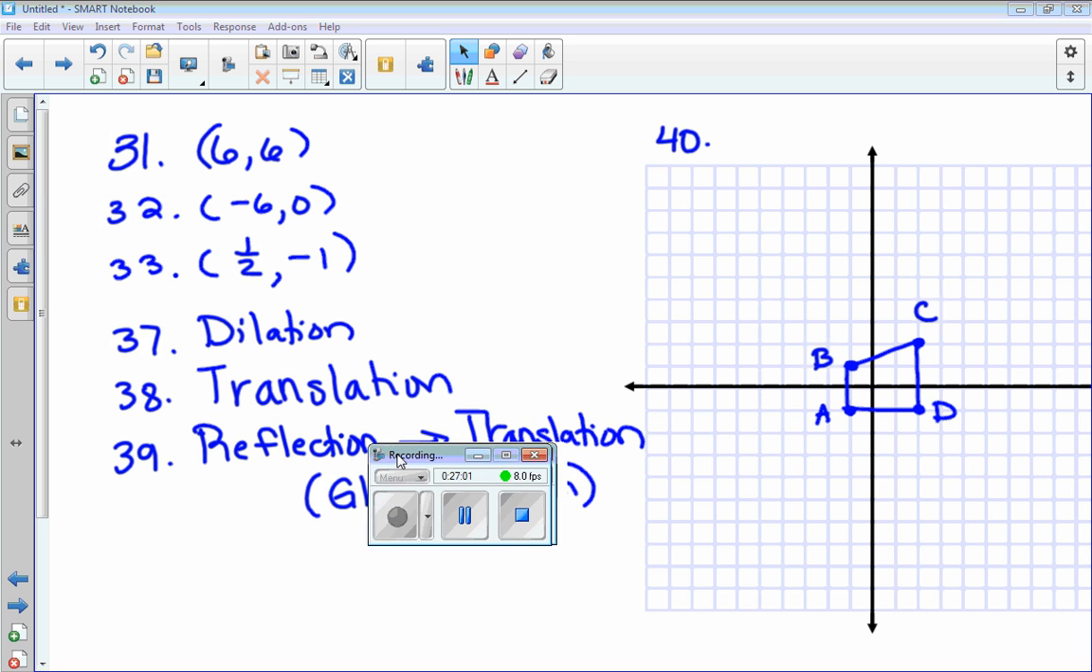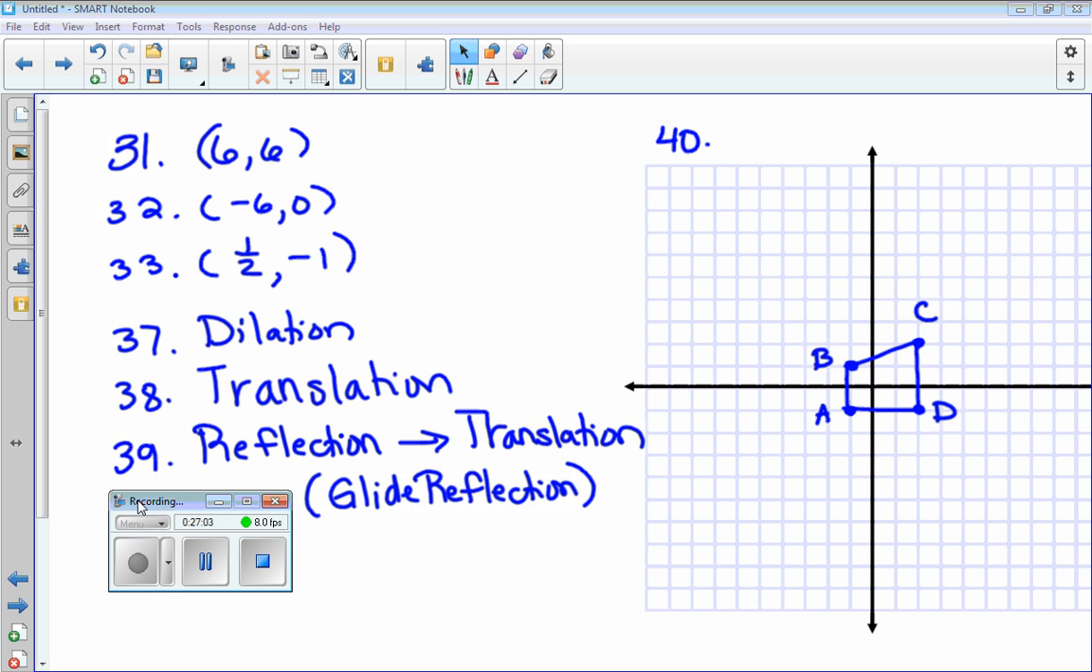What I'm more worried about is question 40. Can we do it? Okay? So in question 40, I've gone ahead and graphed the trapezoid. Is it a trapezoid, by the way? What makes it a trapezoid for certain?